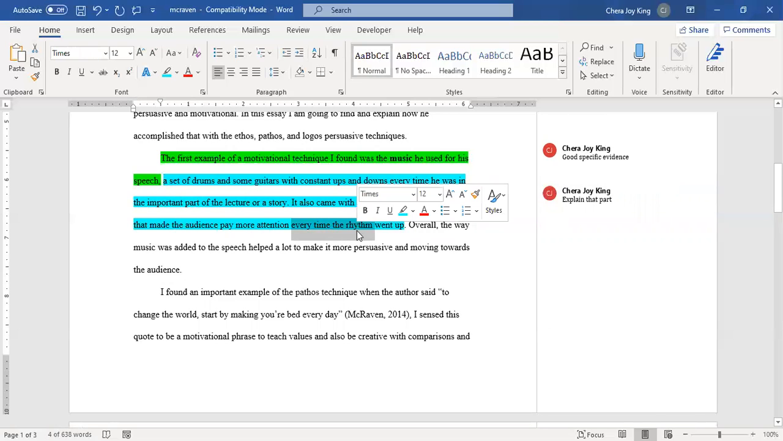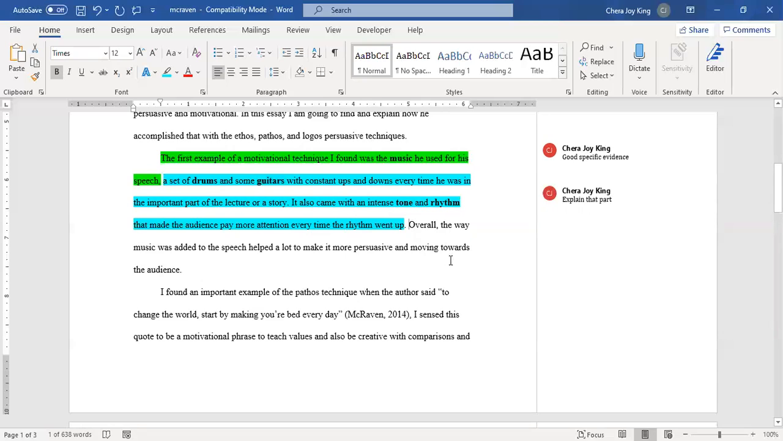Well, I haven't seen the video, so I don't know every time the rhythm went up. You could be more specific here and explain what was happening when the rhythm went up. As he talked about all the challenges that students are facing these days, the rhythm went up. It's not very much more space or very many more words, but it's more concrete and it gives the reader more information. So as far as the content, I think that he could be a little bit more specific, but overall, I like that he's talking about drums, guitars, tone, and rhythm.